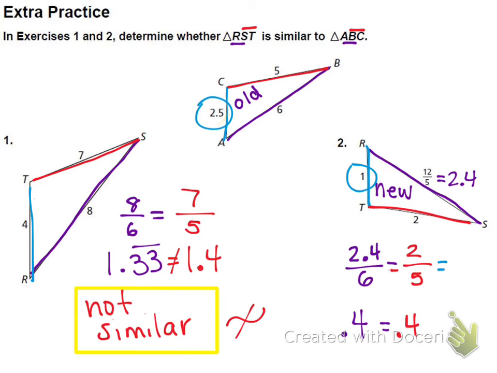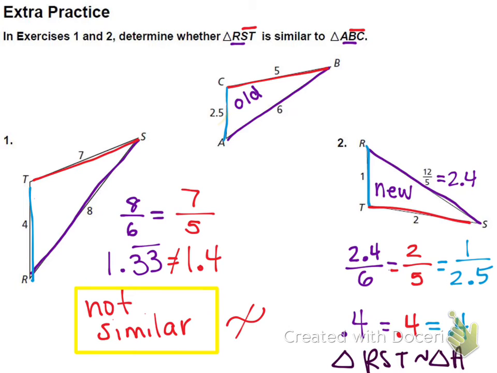What is the new length? 1 over 2.5, which makes 0.4. So these are similar. We're going to say triangle RST is similar to triangle ABC. I'm just going to remind you some things. You see how 2.4, 2, and 1 all came from the same triangle? And then the same thing with the denominators. 6, 5, and 2.5 came from the same triangle. It has to be like that every single time, okay? Or it won't be proportional.